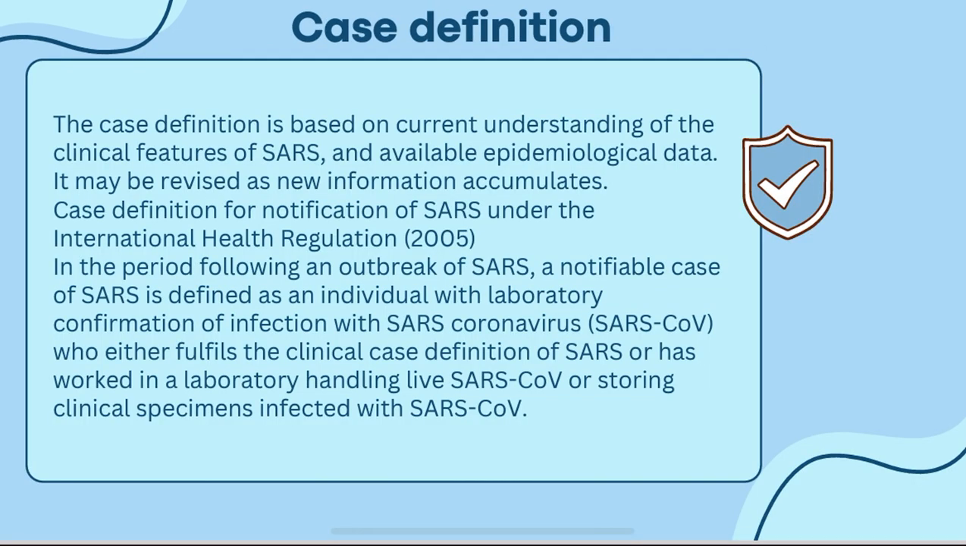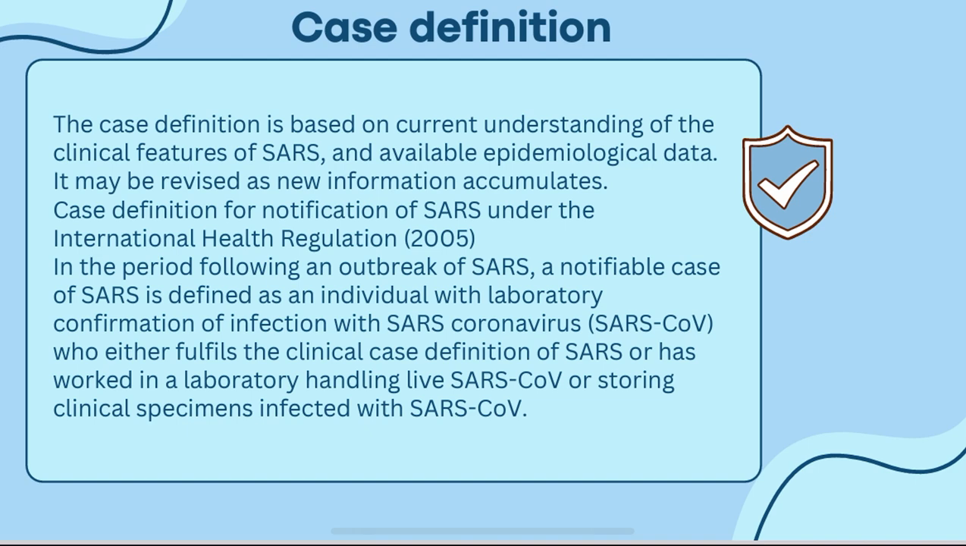Moving further to the case definition. The case definition is based upon the current understanding of the clinical features of SARS and available epidemiological data. So the case definition is based on two things: one, the understanding of clinical features, and secondly, the available epidemiological data. It may be revised as new information accumulates. Case definitions can keep changing based upon the new information as it is accumulating.